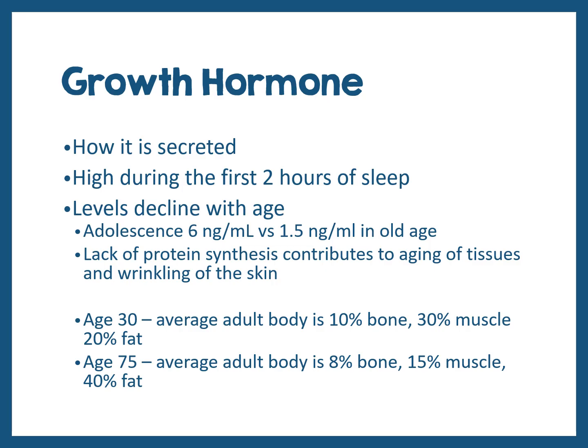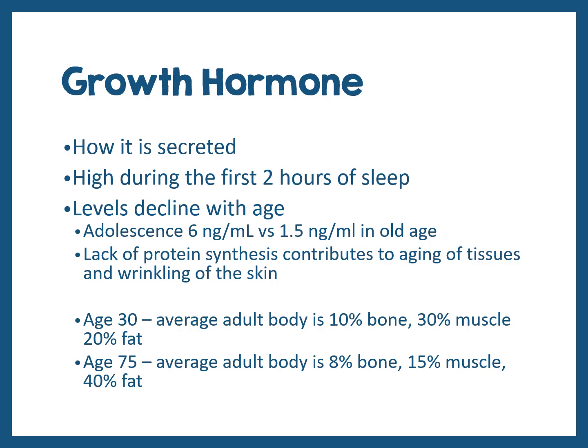So growth hormone is secreted in the highest amounts during the first 2 hours of your sleep. Adolescents and children need more growth hormone than adults because they're still actively growing. Just to put some numbers out there for you, adolescents produce about 6 nanograms per mil of growth hormone, versus as we age, an adult will have about 1.5 nanograms per mil.